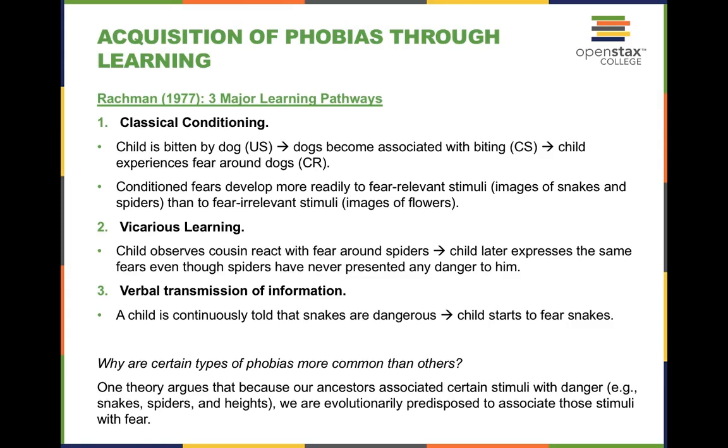Under classical conditioning, did they experience getting bitten or having a bad experience with a snake? No. With vicarious learning, did they see somebody being fearful of snakes and then later develop that anxiety? No, they simply heard somebody talk about it. Did they experience the event directly? No. Did they see the event take place? No.